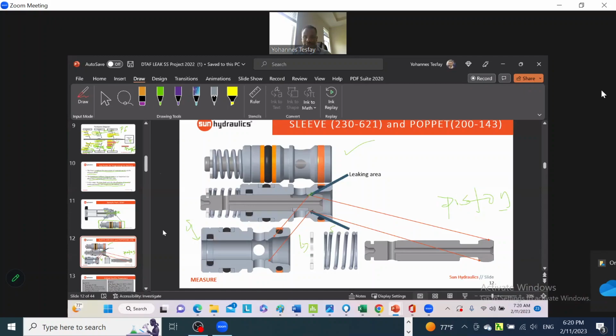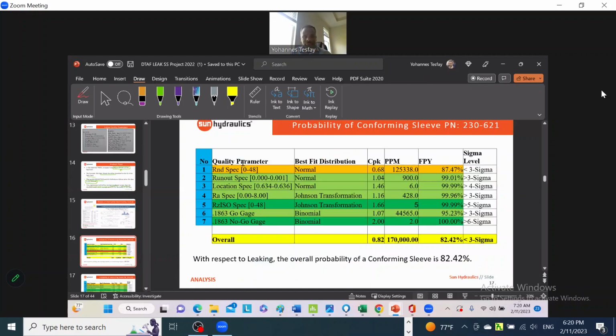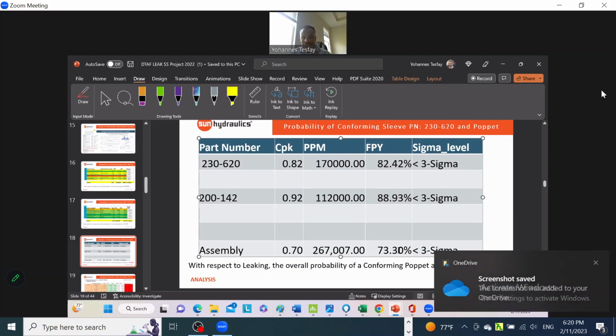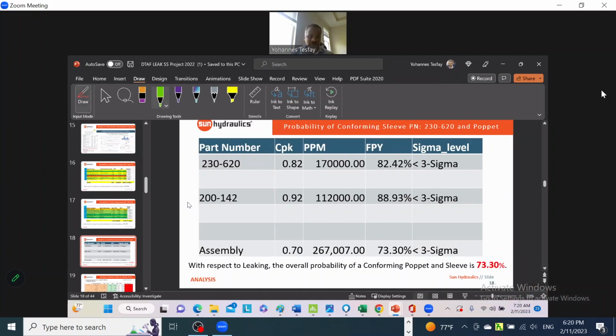So now I'll show you. This one, sleeve, this much percent, and poppet, this much percent. So the total assembly is going to be 73%. What we look for is above 95% yield, but here only 73% yield is achieved with respect to leaking because of the performance level.